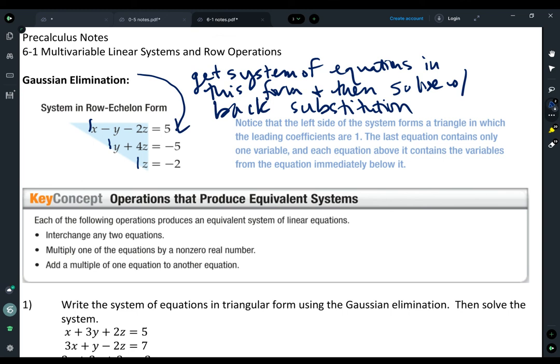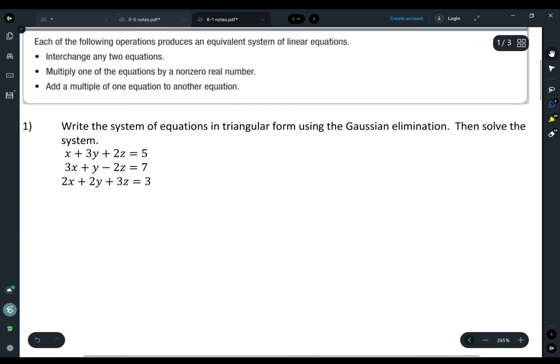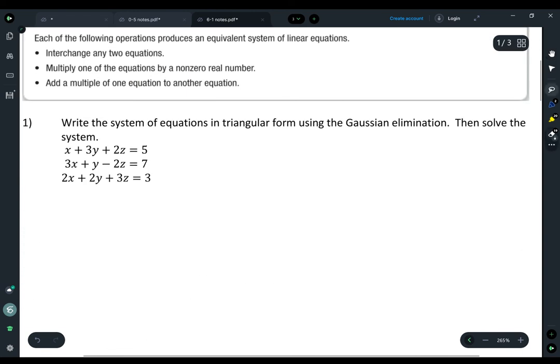So Gaussian elimination is changing a system to this form and then solving with back substitution. And we could do this in a matrix or without. Your math book has us doing this without, so that's what we're going to do here. We're going to first just practice this. I want to take this system and write it in that triangular form, the row echelon form, using Gaussian elimination, sorry. That's how I'm going to solve it.